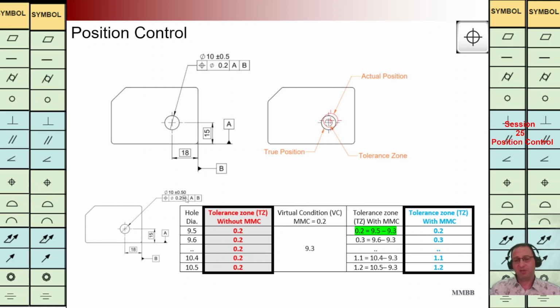But when we have a modifier, maximum material exists on this figure. It means for the smallest hole diameter, we are going to have this TZ of 0.2. In this manner, we can calculate the virtual condition, and then based on that, we can calculate other values of TZ for different values of hole diameter, as highlighted in the third column in this table.